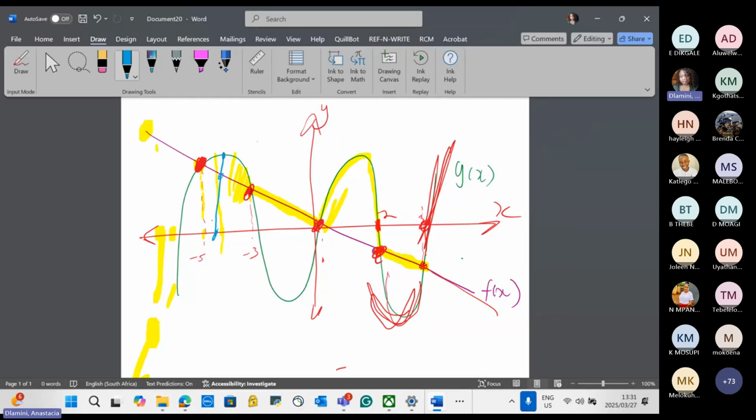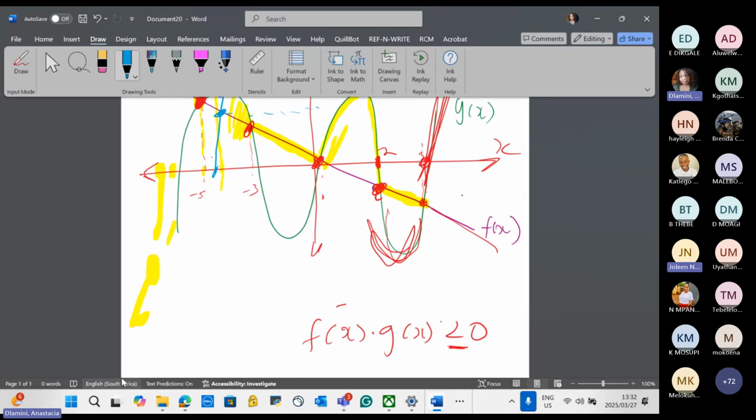Because this value of y in this graph is positive, and this value in this graph is positive. And we know positive times positive will be greater than 0, isn't it? So that's why it doesn't satisfy this. Do you see, guys? Are you seeing what I'm talking about?